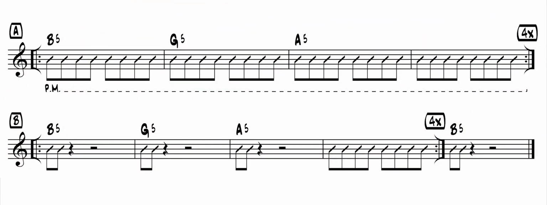At the end of lines 1, 3 and 4, you see the designation 4x. This indicates that the line should be played 4 times.